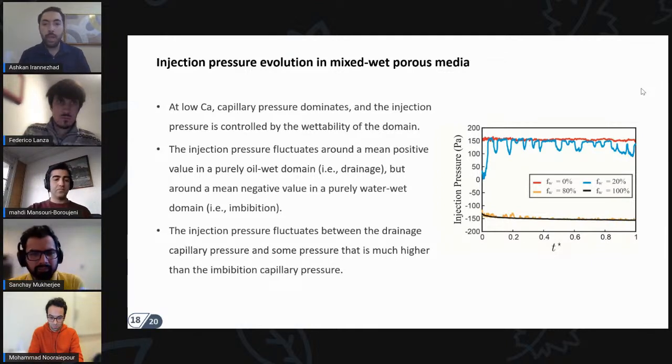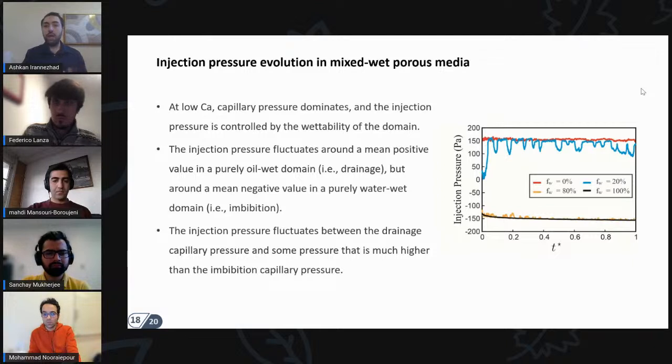However, the most interesting behavior can be observed in the blue line, which belongs to the injection pressure in fluid displacement in a mixed wet cell with 20% wettability fraction, which means that just 20% of the pores and posts inside this cell are water wet and the rest are oil wet. So we can see intense fluctuations in this case, and this is due to the sequential entrance of water to oil wet and water wet regions inside the cell.